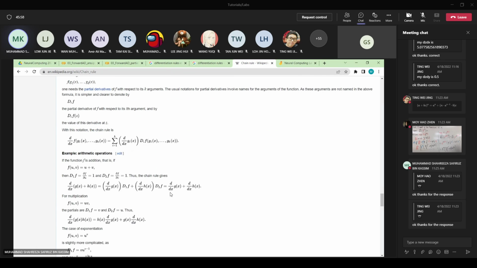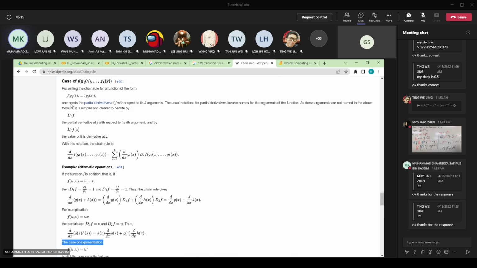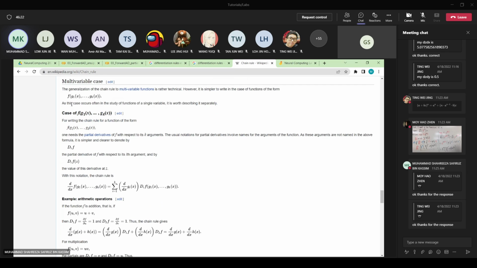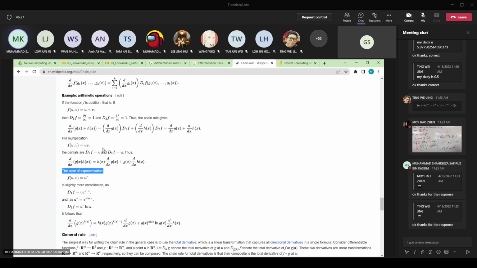What I've done is also given here. The case of exponential. Here is a bit complicated, but the explanation is more general. For the multivariable case, the chain rule for the multivariable case, you have the arithmetic operations, you also have the case of exponential, and you have multiplication as well. So we are doing this for exponentiation.